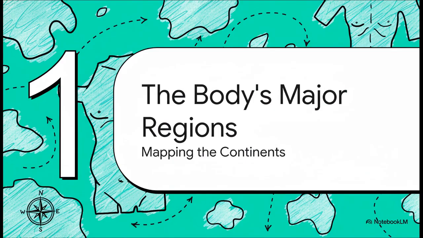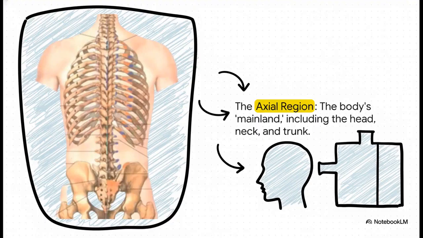Okay, let's get our hands dirty and start drawing this map. The very first thing any cartographer does is outline the major landmasses. So let's do the same for the human body and map out its main continents. Our first and biggest continent is called the axial region. You can think of this as the body's mainland. It's the central pillar, your head, your neck, and your trunk. It's the core that pretty much everything else connects to.